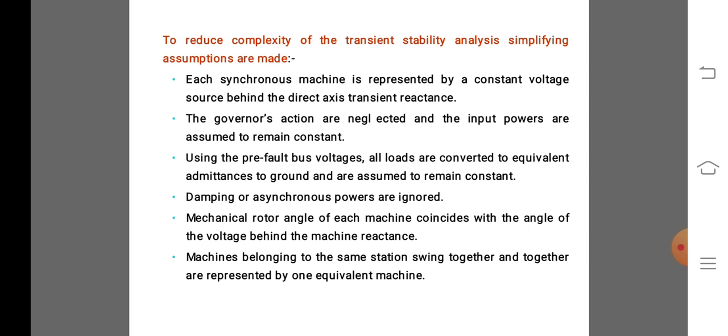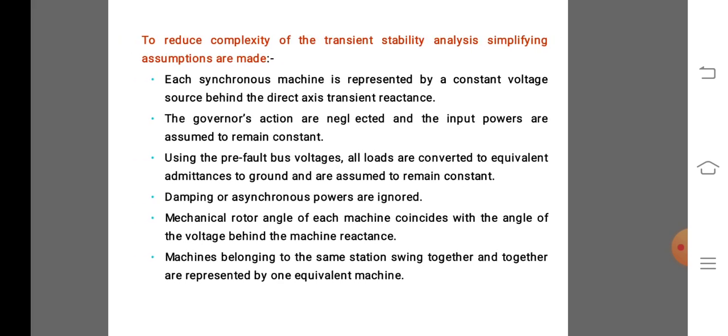Mechanically, the rotor angle of a machine coincides with the angle of the voltage behind the machine reactance. Machines belonging to the same station swing together and are represented by one equivalent machine.